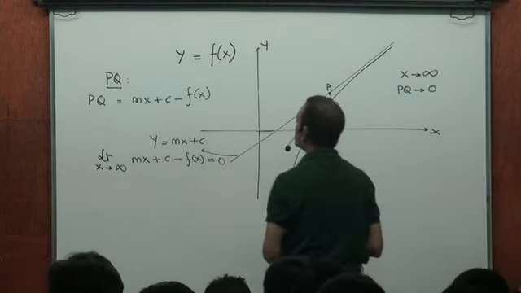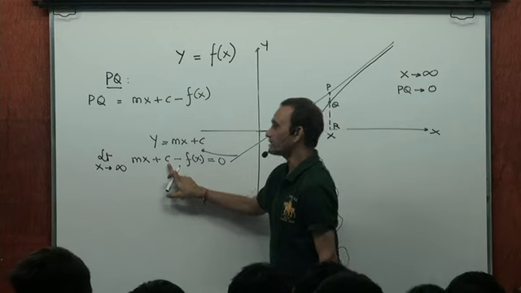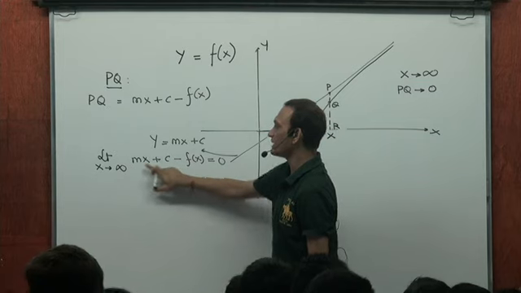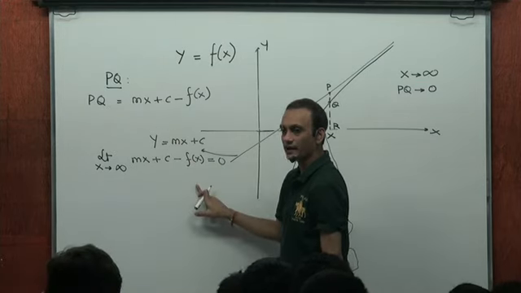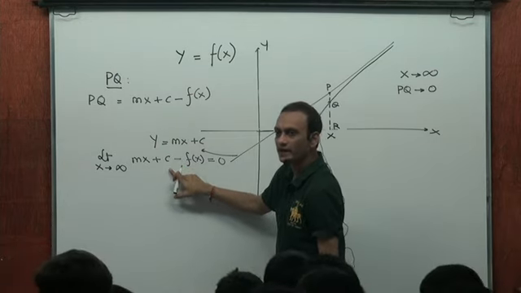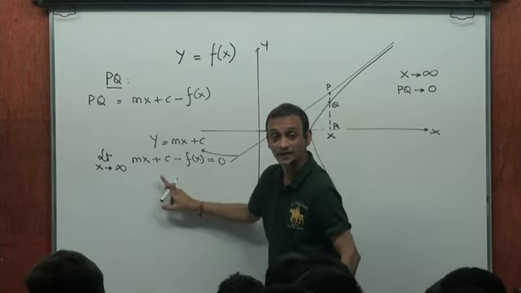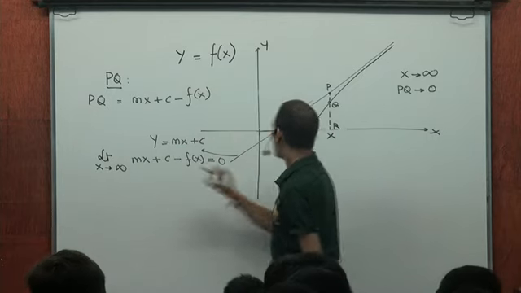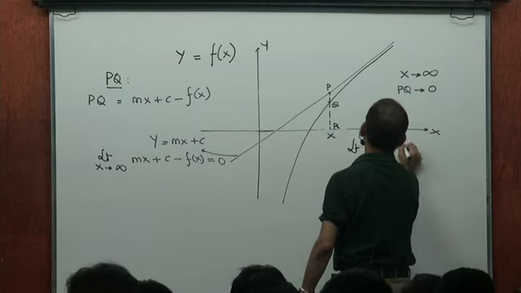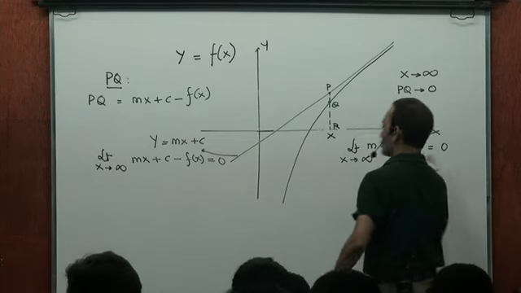Now, if I say divide by x throughout, then this will become c by x, this will become m, this will become f(x) by x, right? And as x tends to infinity, the c by x obtained out of dividing will tend to 0, right? Because c and m are finite numbers. So on dividing by x, it becomes m plus c by x minus f(x) by x, as x tends to infinity is 0. I hope you all realize this.